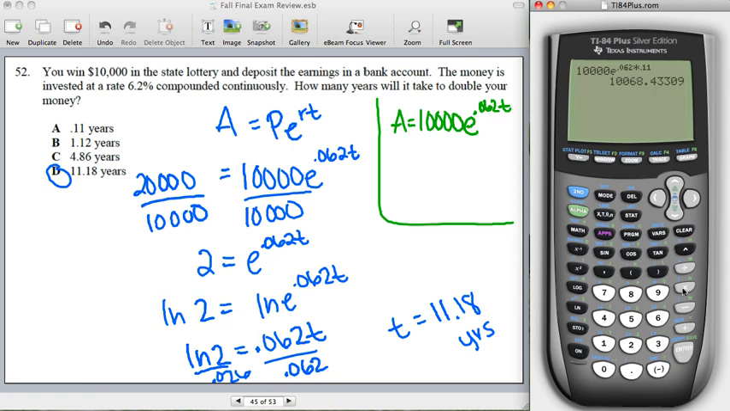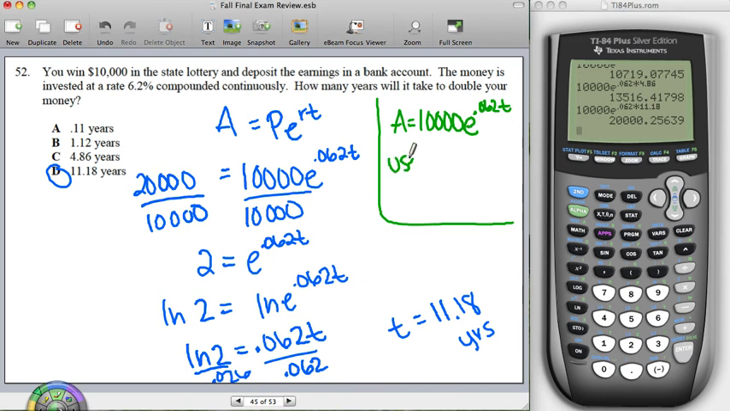That doesn't work. Use the up arrow key to edit that. Next, 0.12. Doesn't work. 0.86. Doesn't work. Well, we already know the answer is going to be D. 11.18. And that gives me pretty close to 20,000, which is what we're looking for. So in the green, use the calculator to check answers. You can take these and just plug them in.